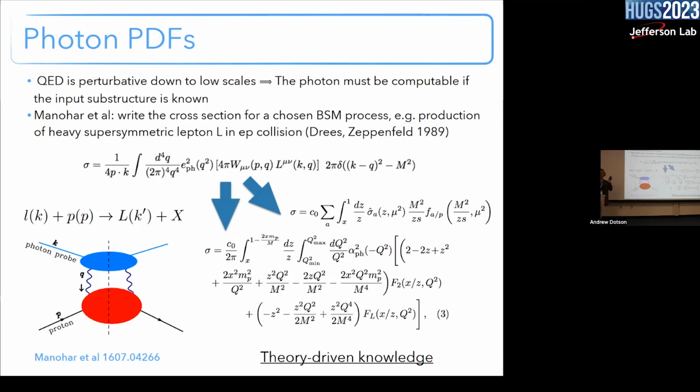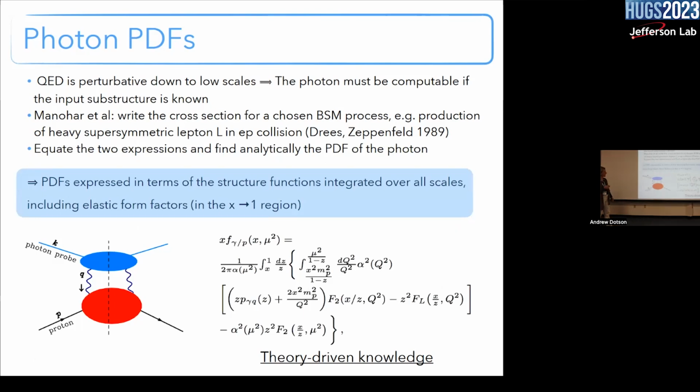So to use what we did in the first lecture, both the parton model and the structure function formalism, and extract something out of it, which is the PDF of the photon, sorry. And the second interesting thing is that if you equate the two expressions and find analytically the PDF of the photon, then it becomes something like that.